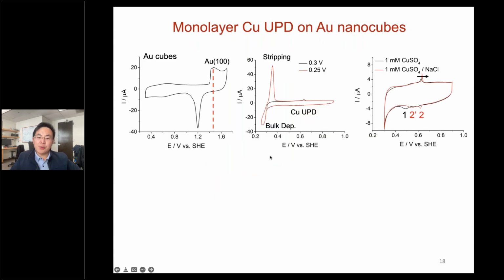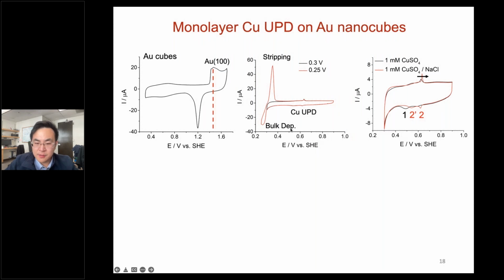So I'm showing you the system: we have a gold nanocube exposing the 100 facet, and we are now showing you the copper deposition. This tiny bump here is the UPD of one monolayer of copper, and this larger peak is the bulk copper deposition on copper. This happens at about 0.28 volt versus SHE.